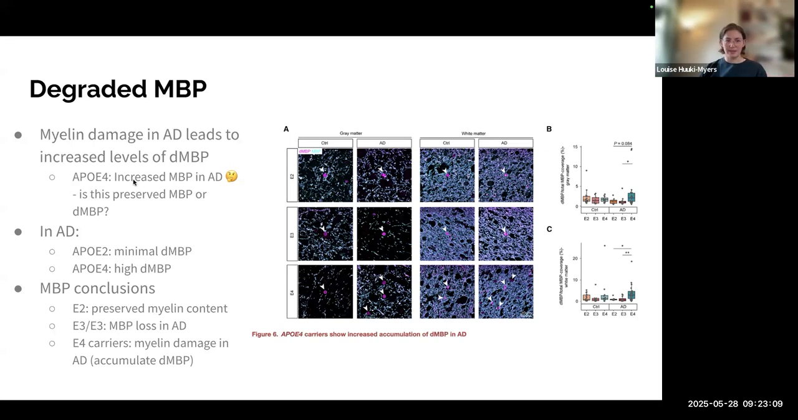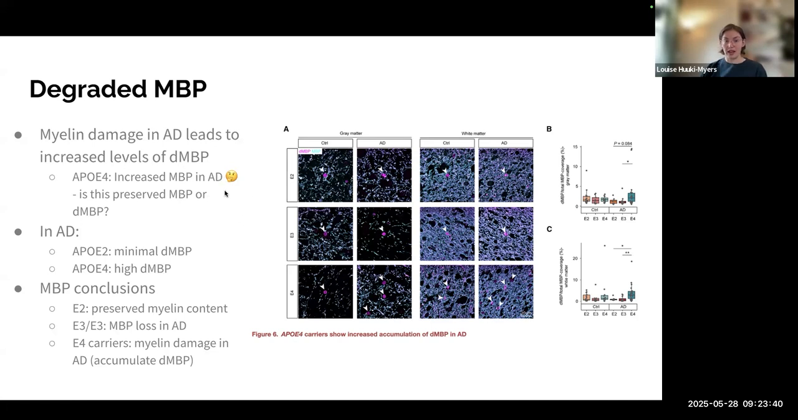So if that MBP is preserved, that would be counter to what we see in cognitive and health outcomes, or is this degraded MBP? So they did another assay looking specifically for degraded MBP. In ApoE3, we see minimal degraded MBP. In ApoE4, we see really high degraded MBP. So that's supporting that this is what's actually happening in this change.